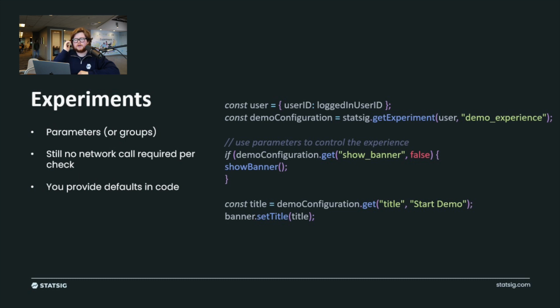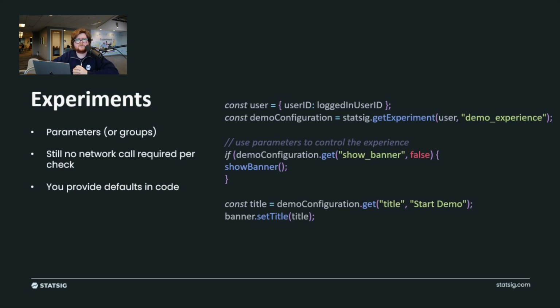So in code, what this looks like is you're still just calling get experiment instead of get feature, with which experiment you care about in this instance. And then you're just going to call get on the config you get back, and that'll tell you, hey, for this value, it has this value.